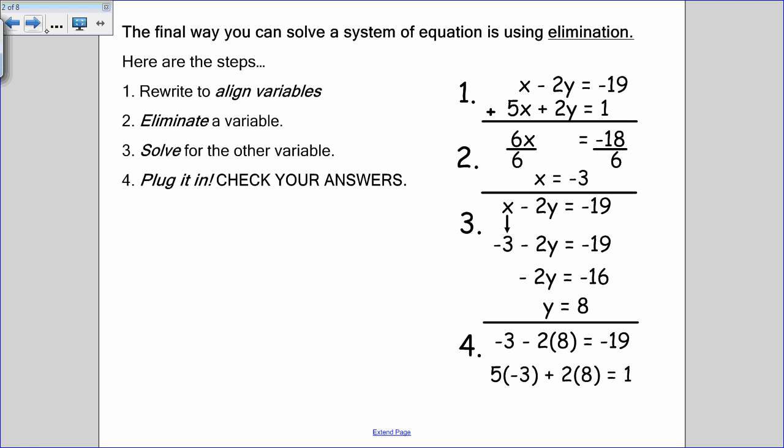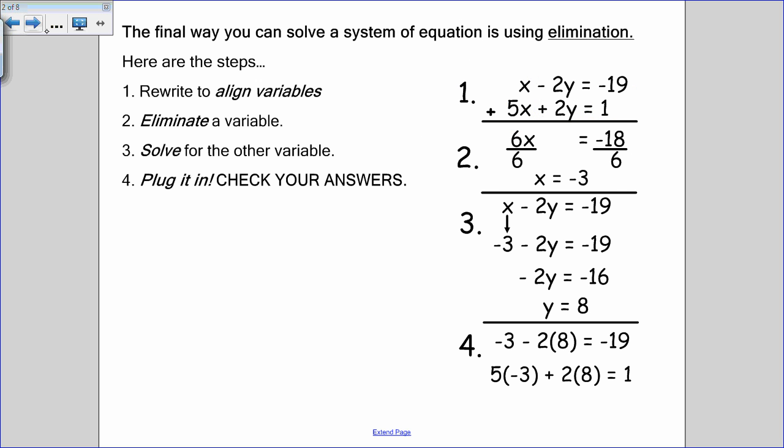When you have elimination, there are 4 steps that you follow. The first step is to align your variables. If you look over here, I have 2 equations written in, remember this, ax plus by equals c? They're in standard form, and I've lined up my x's, my y's, and my numbers. They all match up.